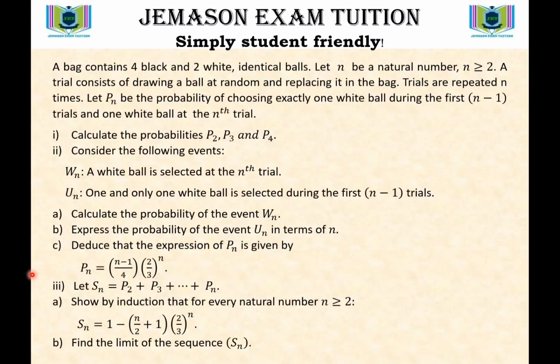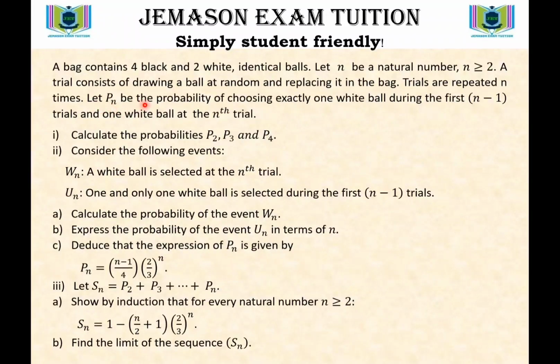Hello, welcome. In this session, we are going to be looking at this interesting question, a probability question which leads to sequences and series. The question says a bag contains 4 black and 2 white identical balls. Let n be a natural number such that n is greater than or equal to 2. A trial consists of drawing a ball at random and replacing it in the bag. Trials are repeated n times.